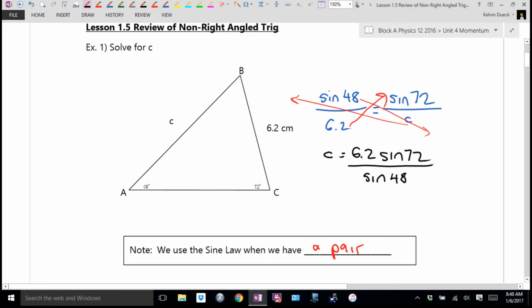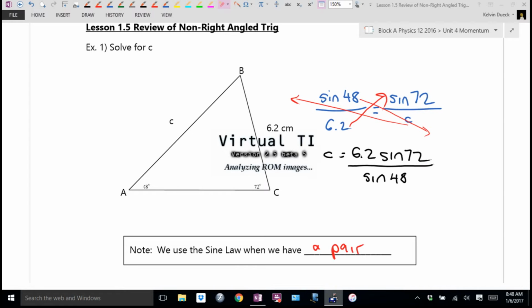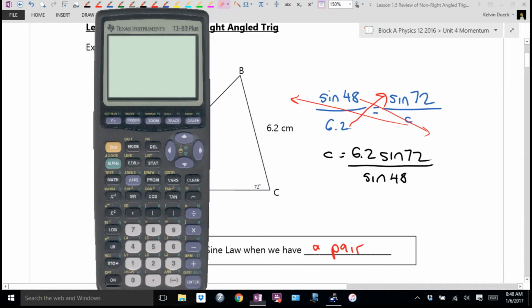You want to make sure you're all in degrees, and I do encourage you, practice typing this in on your calculator so you can see how you need to type it. I always put the number in front of the trig function because on my calculator, if I put the number after the trig function, if I'm not careful, it'll end up in the brackets. So on my calculator, I always go 6.2 sine 72 and close off the bracket divided by sine 48. Close off the bracket. How big is side C? 7.93.